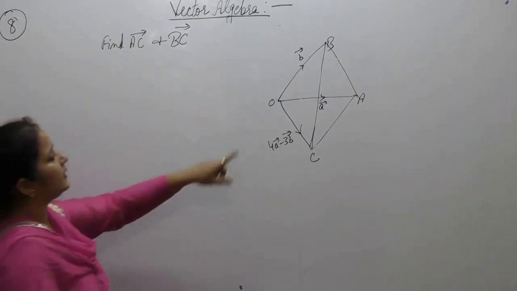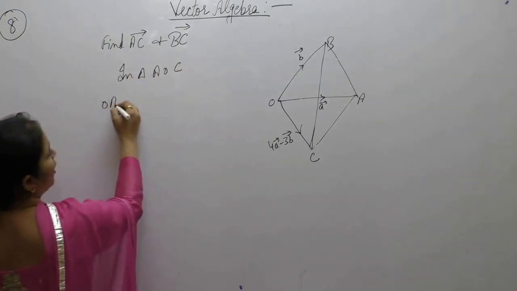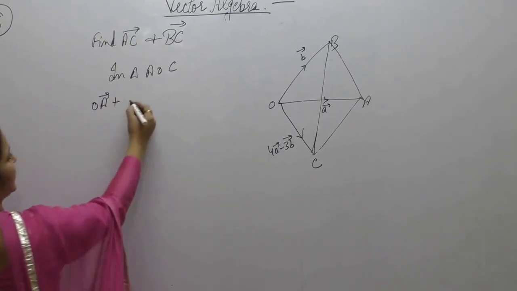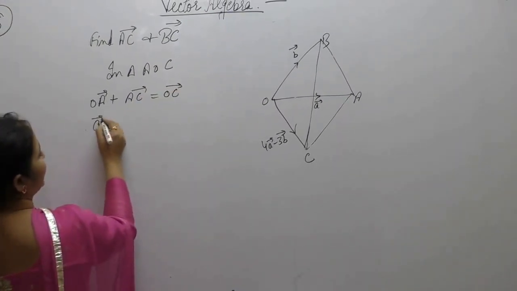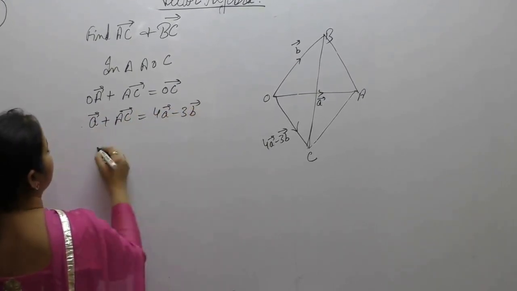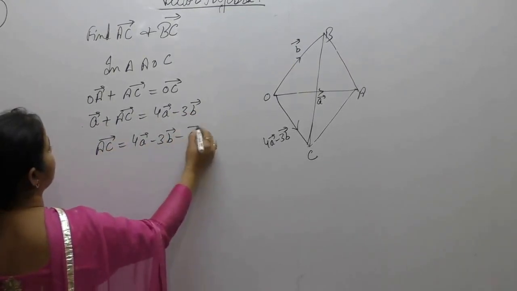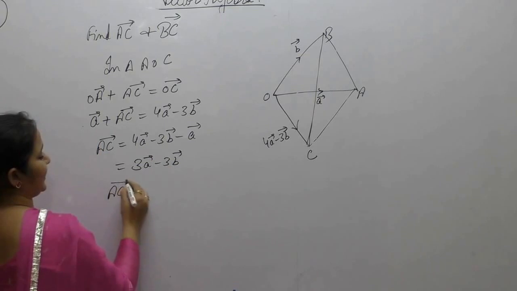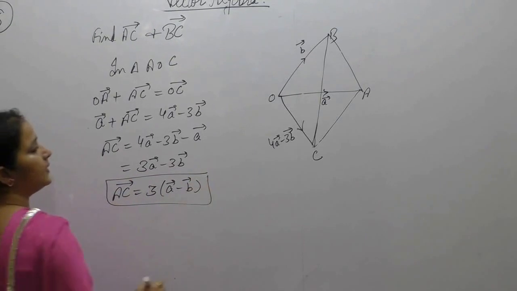Now in triangle AOC, OA vector plus AC vector is equal to OC vector. OA vector is A, OC is 4A minus 3B. So AC vector is equal to 4A minus 3B minus A, that is 3A minus 3B. Therefore vector AC is 3 times A vector minus B vector.